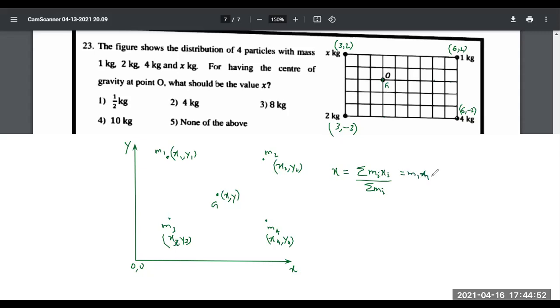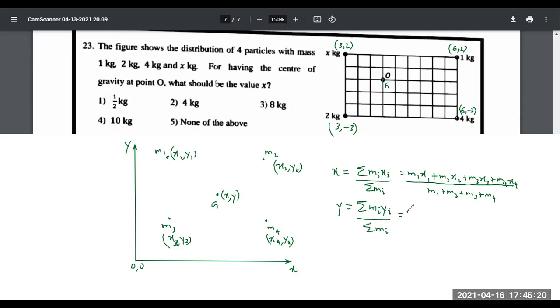M1 x1 plus M2 x2 plus M3 x3 plus M4 x4, and you need to divide the whole thing by the total mass, that is M1 plus M2 plus M3 plus M4. That is how you find the x coordinate. And how will you find the y coordinate then? Y coordinate of the center of gravity, that will be sum of mi yi divided by sigma m.